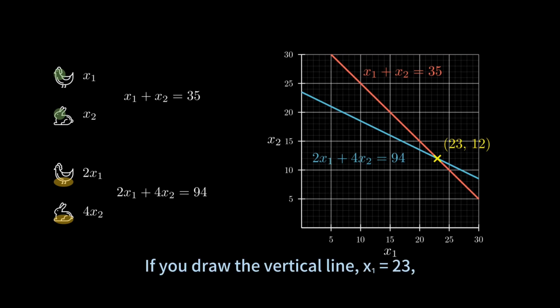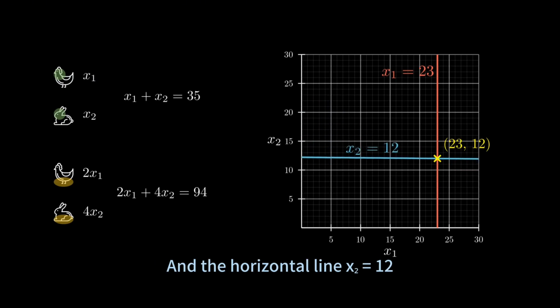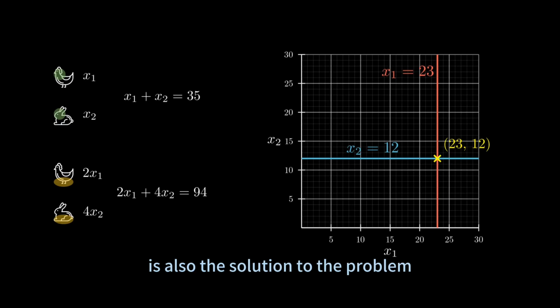If you draw the vertical line x1 equals 23, that tells you the number of chickens. And the horizontal line x2 equals 12 tells you the number of rabbits. The point where the vertical and horizontal lines meet is also the solution to the problem.